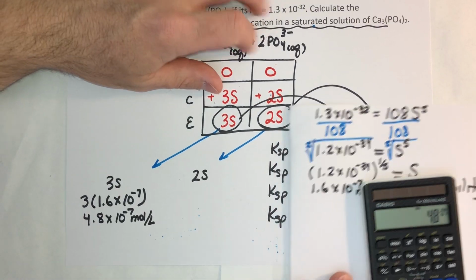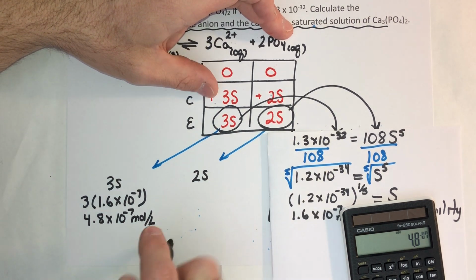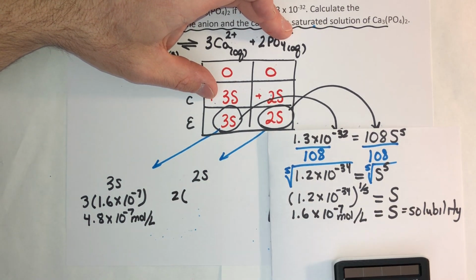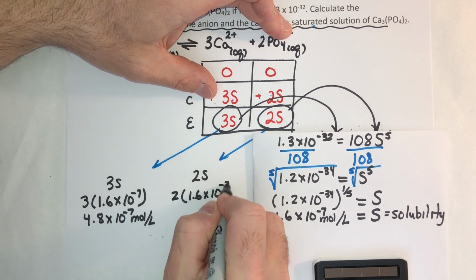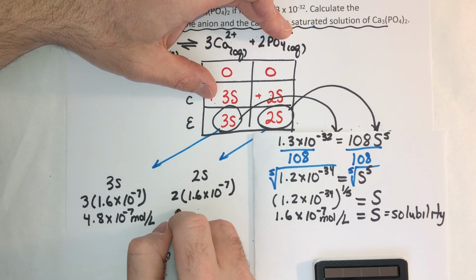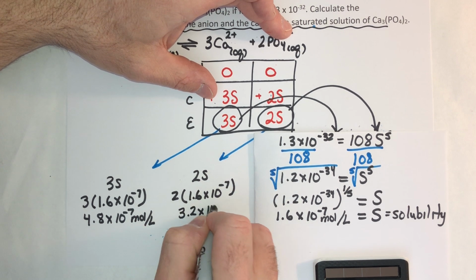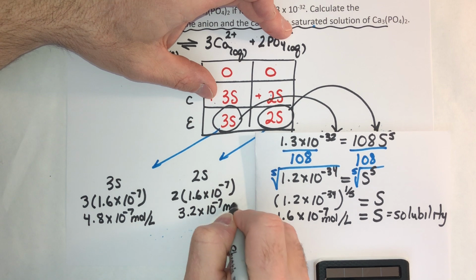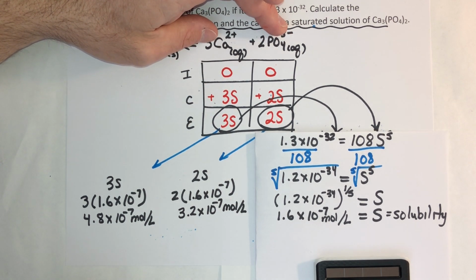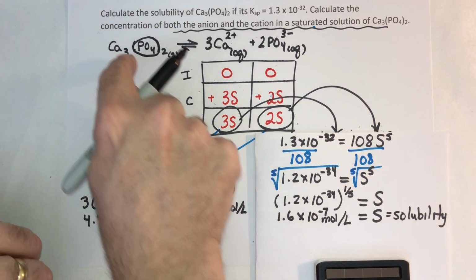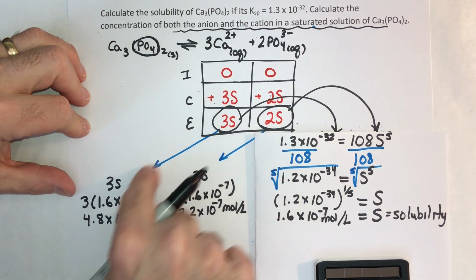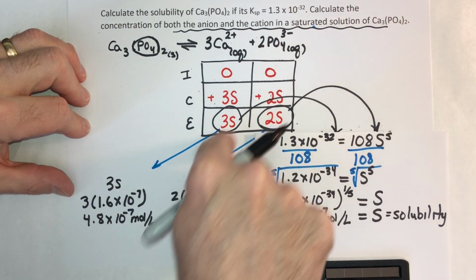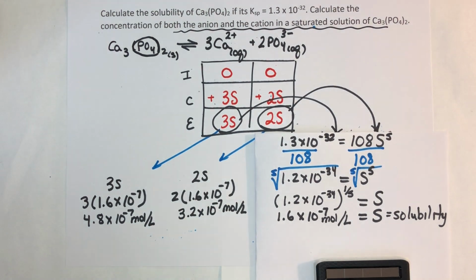How much phosphate do you have? 2S. So 2 times the value of S. The value of S was 1.6 times 10 to the minus 7. You multiply that by 2 in your calculator, which gives you 3.2 times 10 to the minus 7 moles per liter concentration. Once you know the solubility, once you know how many of these break up, then it's easy to tell how many of the anion you'll get and how many of the cation you'll get. And that is often the secondary question here.